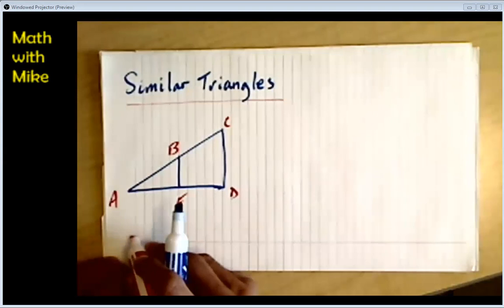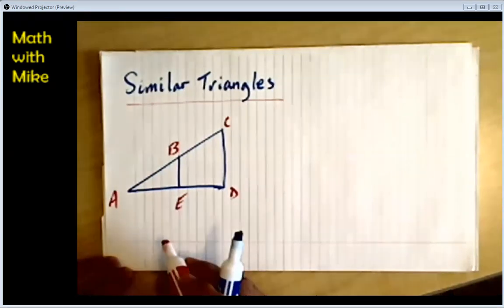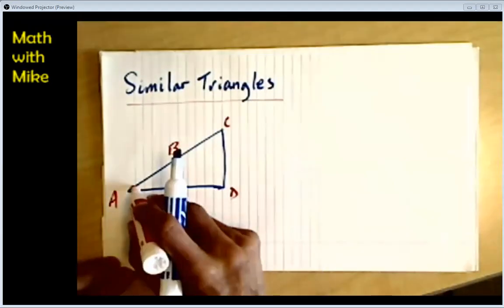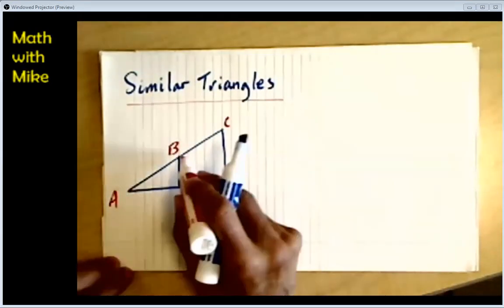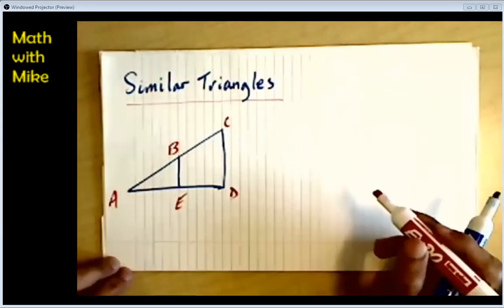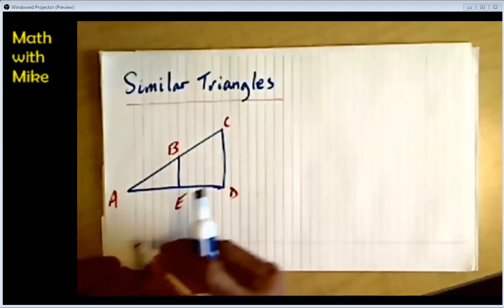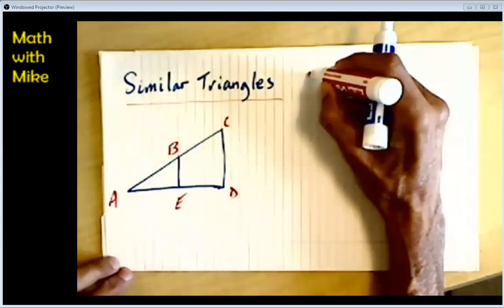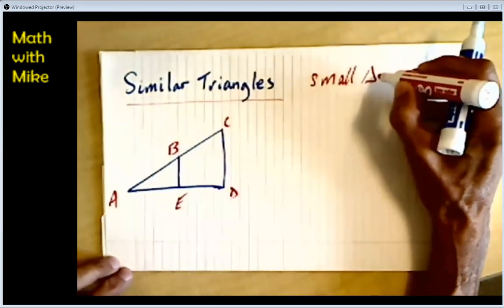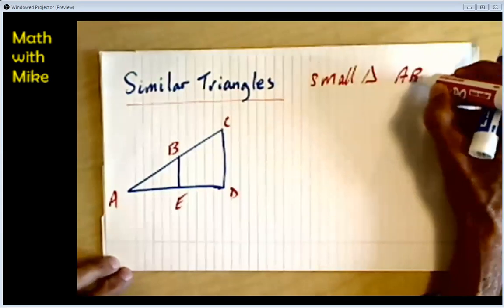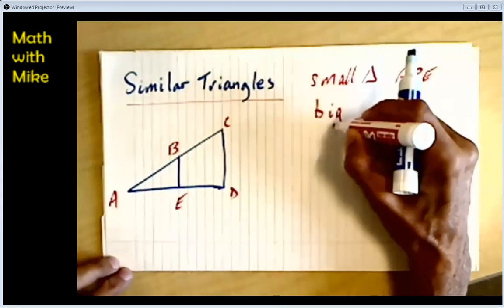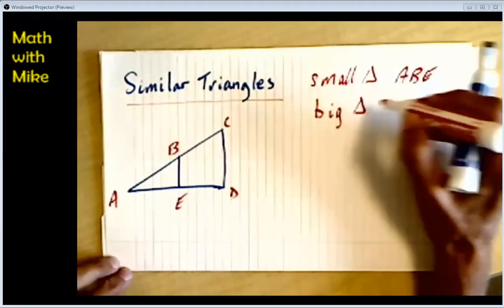So the thing to notice is that this angle down here is in both the small triangle and also the big triangle, right? Okay, so let's just get those noted first. We got our small triangle, that's ABE. And we have our big triangle, that's ACD.